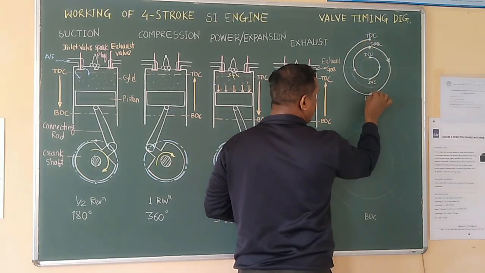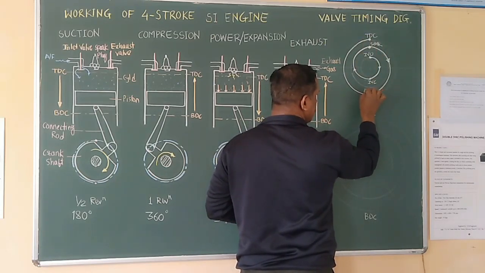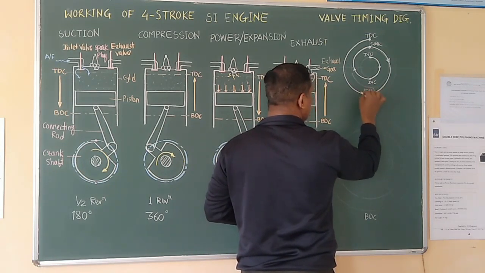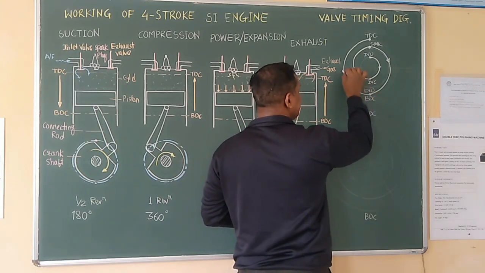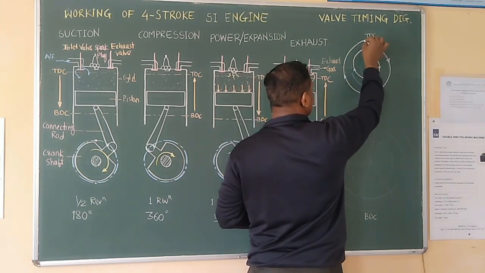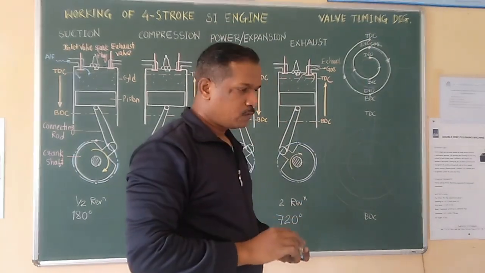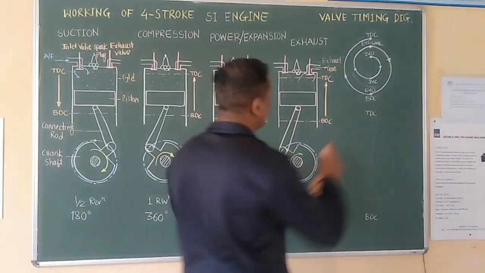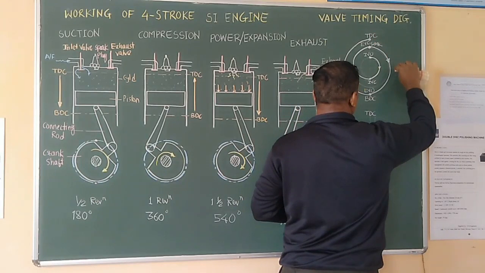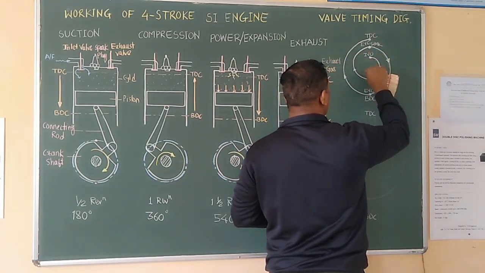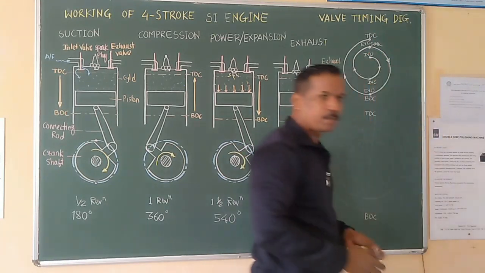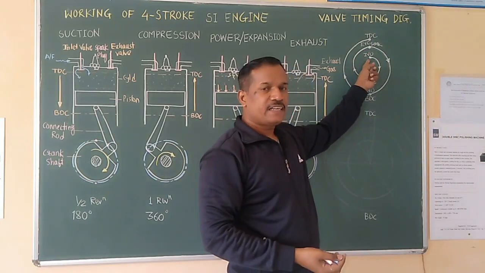So at this point, exhaust valve open, so exhaust stroke. From BDC to TDC, exhaust gas is moving out. So this is another point, exhaust valve close. So our valve timing diagram, theoretical, it will look like this. Inlet valve open at TDC.